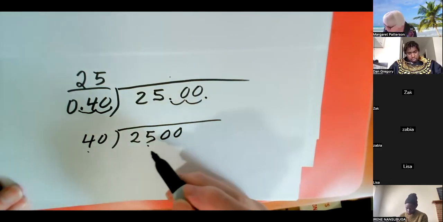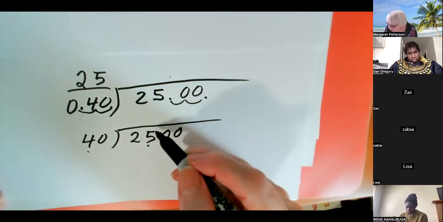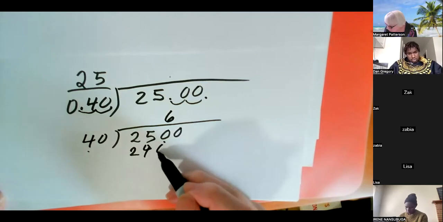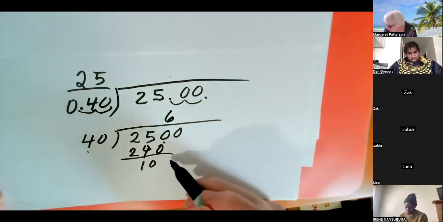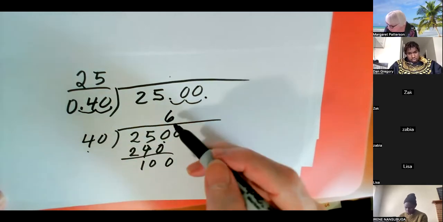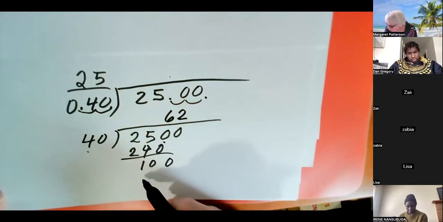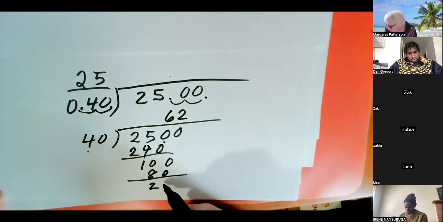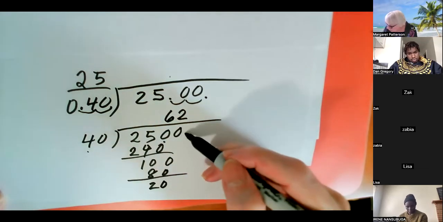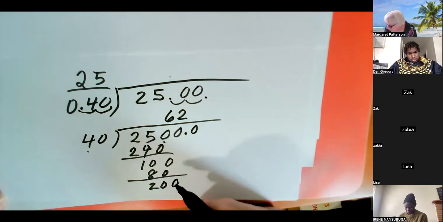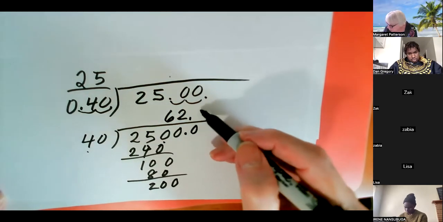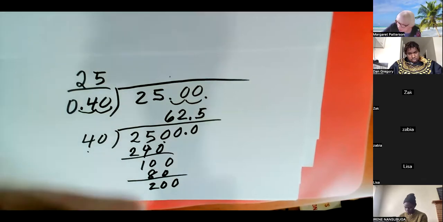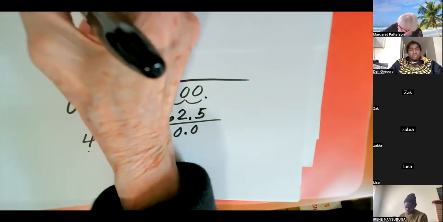So 40 doesn't go into 25, but it definitely goes into 250 6 times. This is 10. 40 into 100 goes twice. That's 80. I think one more and we'll have it. Points. And then 40 into that is 0.5. So it ended up being 62.5.